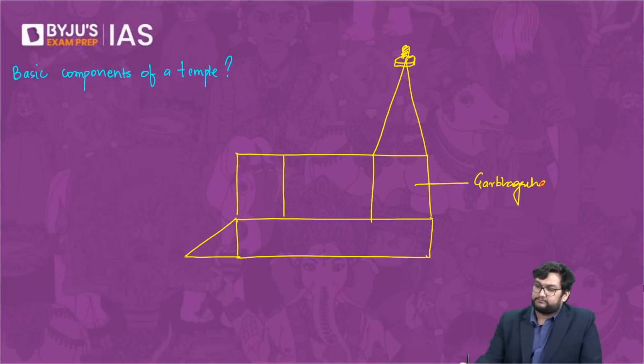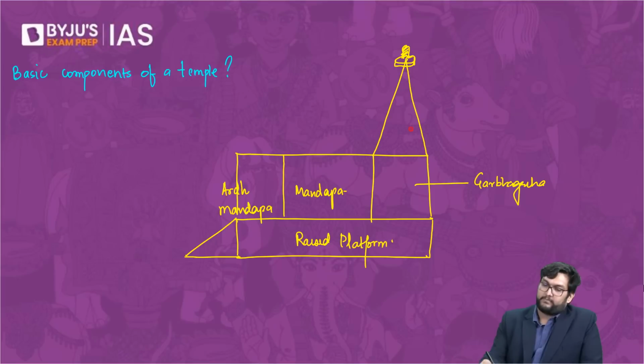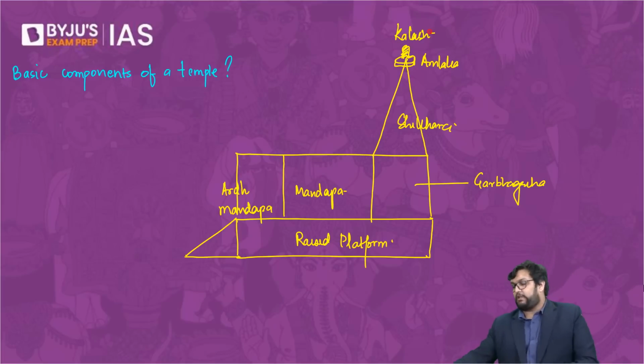Now you mark it. Garbhagriha, Mandapa, Ardh Mandapa, raised platform, Shikhara, Amlaka, Kalash. Can you make this?